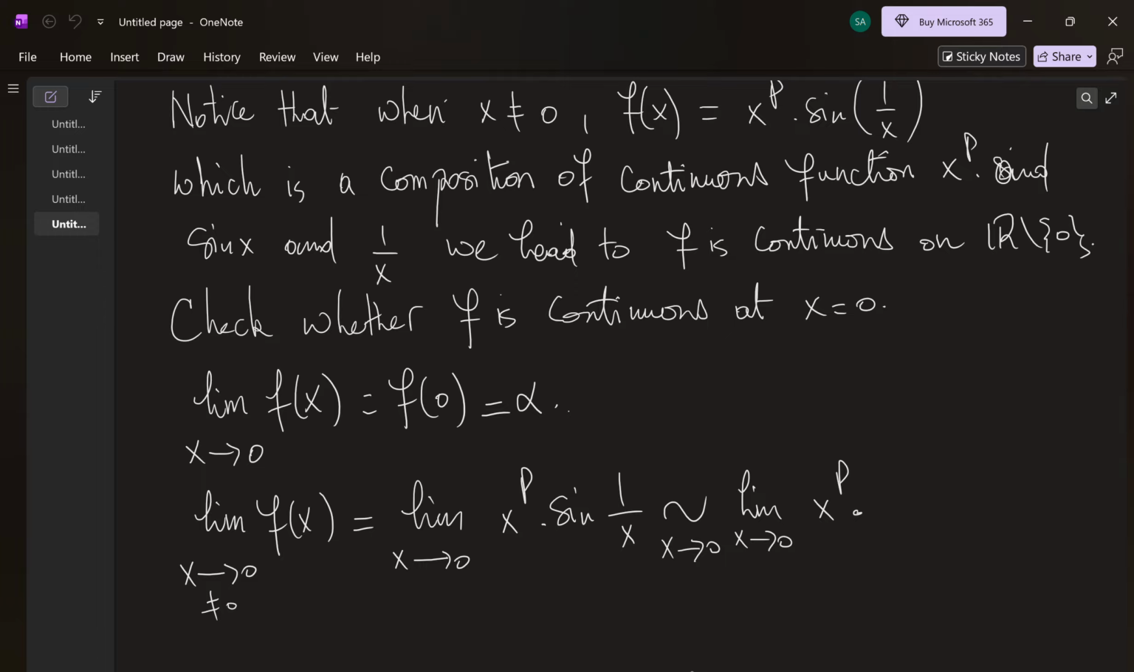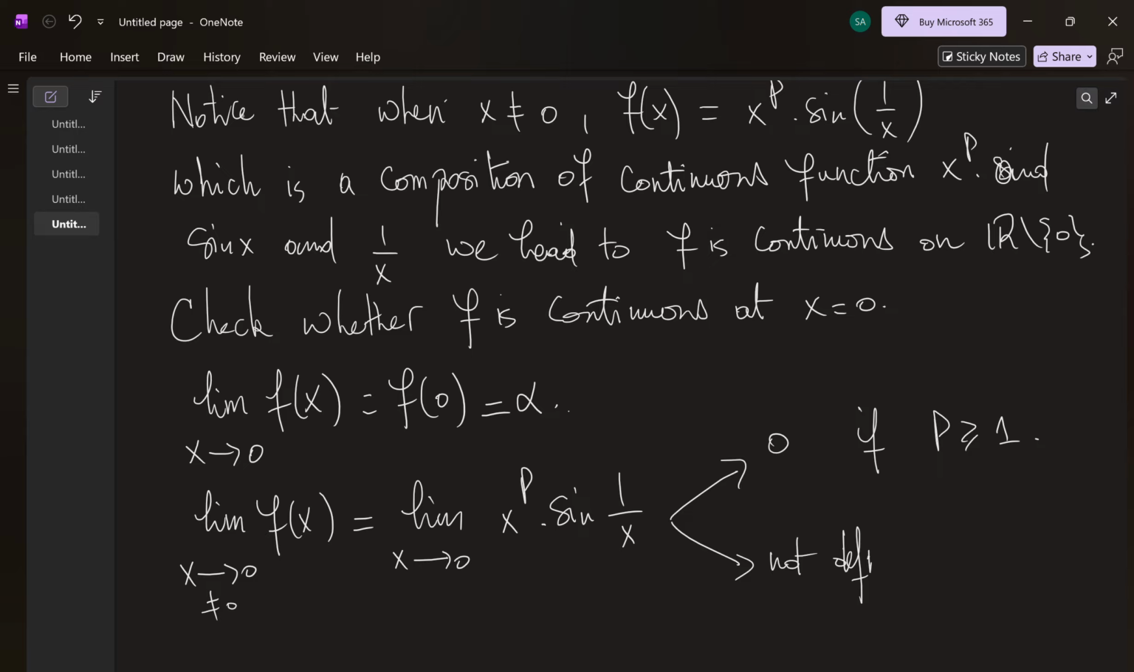So in this case, if p is equal to 1, the limit, sorry, here we will not use the equivalence. We have only two cases. If p is greater than or equal to 1, this is equal to 0, and it is not defined if p is equal to 0.